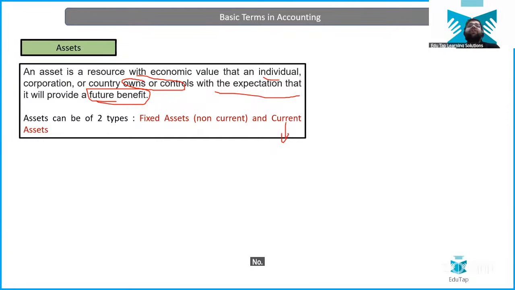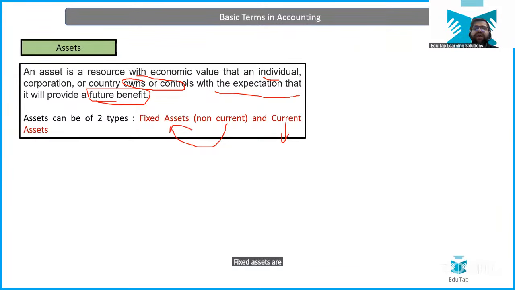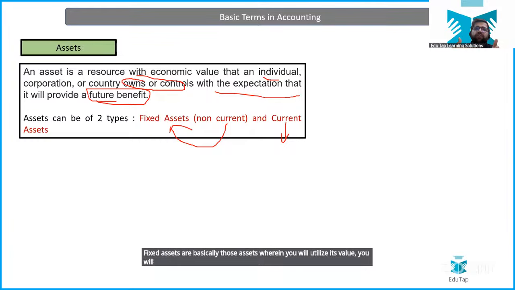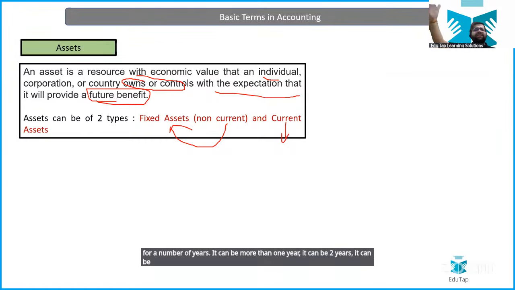House is a non-current asset, and non-current assets are also known as your fixed assets. Fixed assets are basically those assets wherein you will utilize its value. You will use that particular asset for a number of years. It can be more than 1 year. It can be 2 years, 3 years, 10 years.